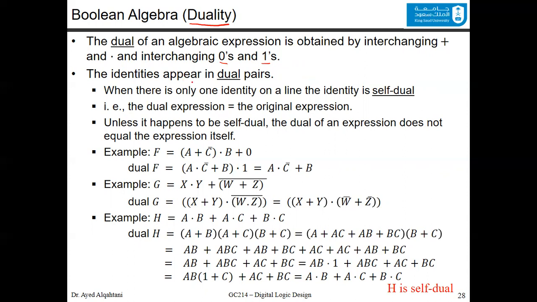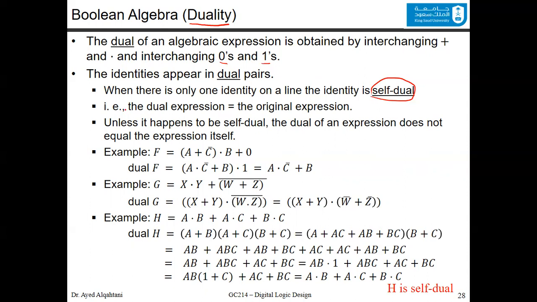So the identities appear in dual pairs, except when there is only one identity on a line, in which case the identity is self-dual. So now if we want a self-dual function, or we want to check for self-duality, you check if there is only one identity on a line, on this line.